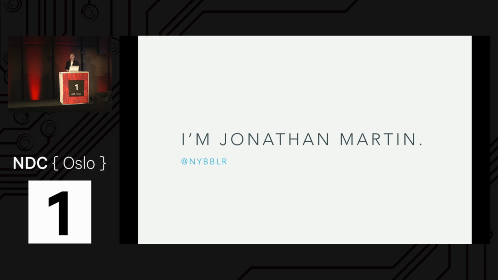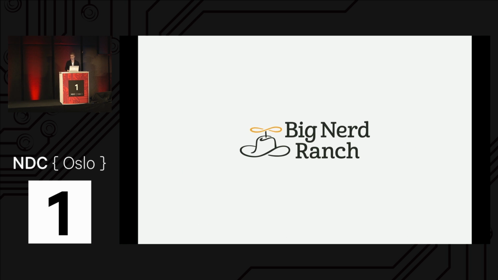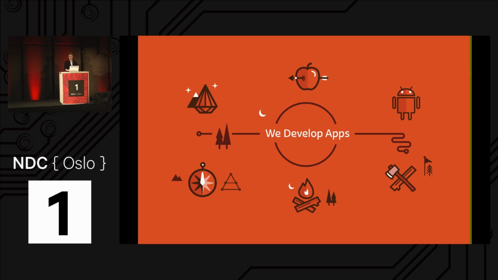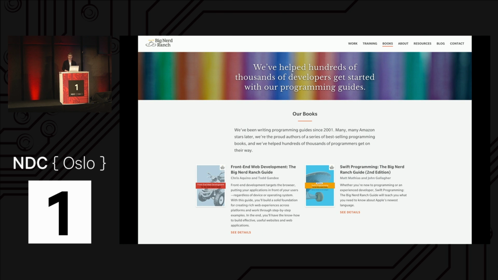I'm Jonathan Martin. I'm an instructor and web developer with a consultancy in the US called Big Nerd Ranch, or if you prefer, Small Geek Vinaigrette. I've heard it both ways. We're based in Atlanta, Georgia in the US, and at Big Nerd Ranch, we develop web and mobile apps for our clients, and we teach other developers to do the same through our intensive 5-day boot camps or through our best-selling programming guides, which you can find on Amazon.